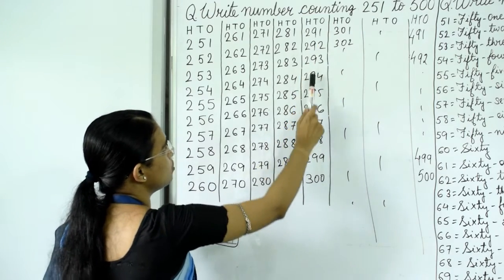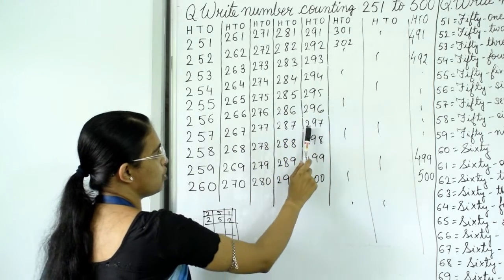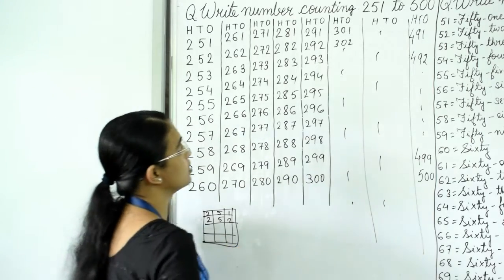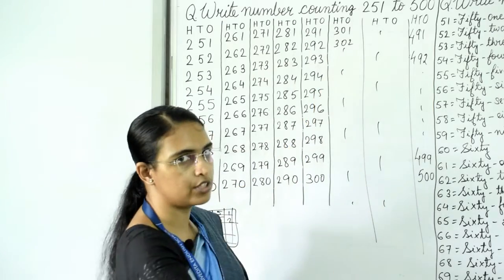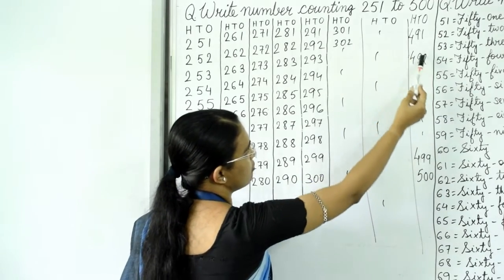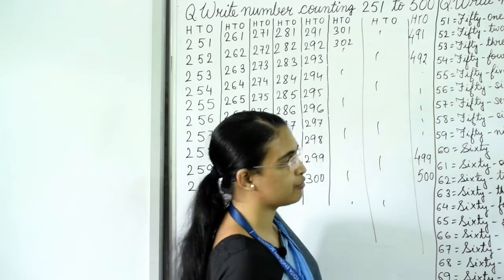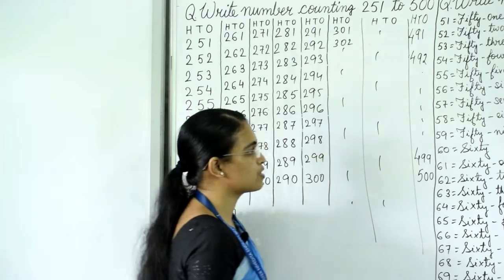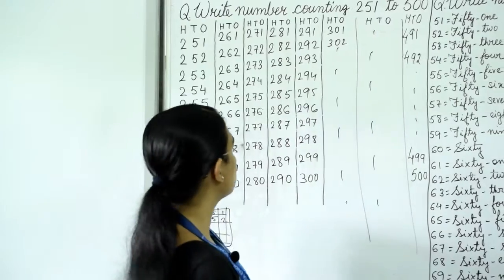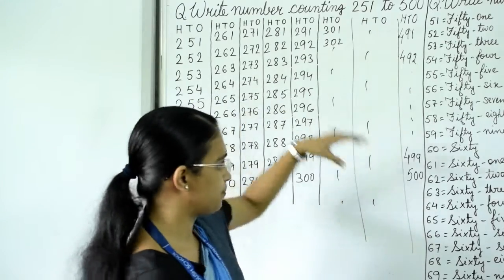291, 292, 293, 294, 295, 296, 297, 298, 299. After that 300. Then 301, 302, 303. In this way you have to write up to 500. Look, I have written the last line. 491, 492, then 493, 494, 495, 496, 497, 498, 499 and 500. So you have to write from where to where? 251 to 500. Okay, in this way.